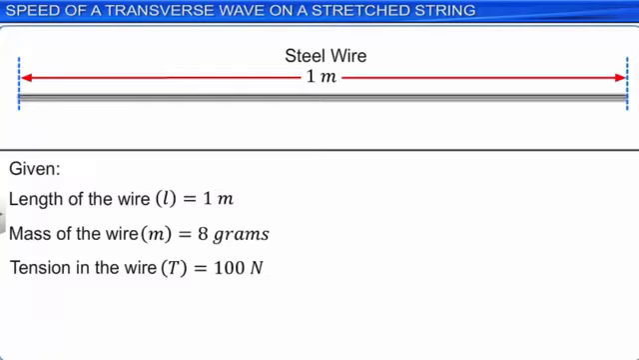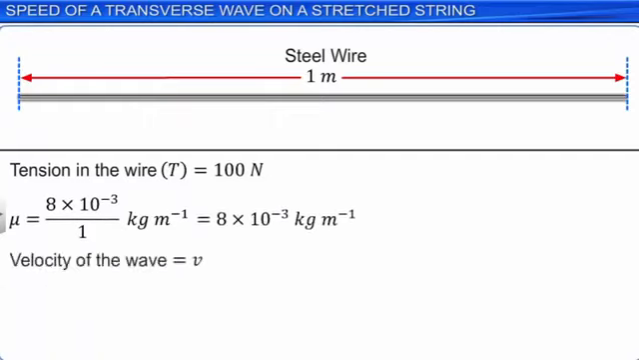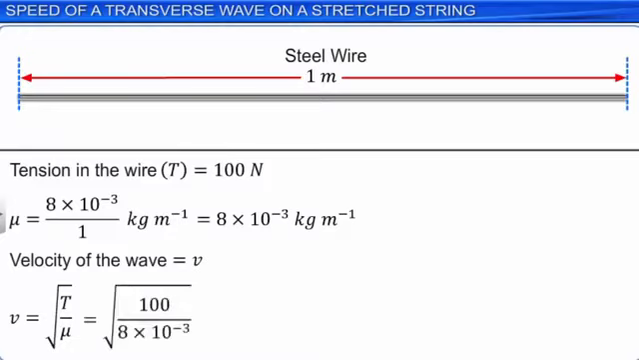Let v be the velocity of the wave. Velocity is expressed as the square root of tension T of the wire by mass per unit length mu. By substituting the values of T and mu, we get v is equal to the square root of 12,500, which is equal to 111.8 meters per second. Therefore, the speed of the transverse wave through the steel wire is 111.8 meters per second.